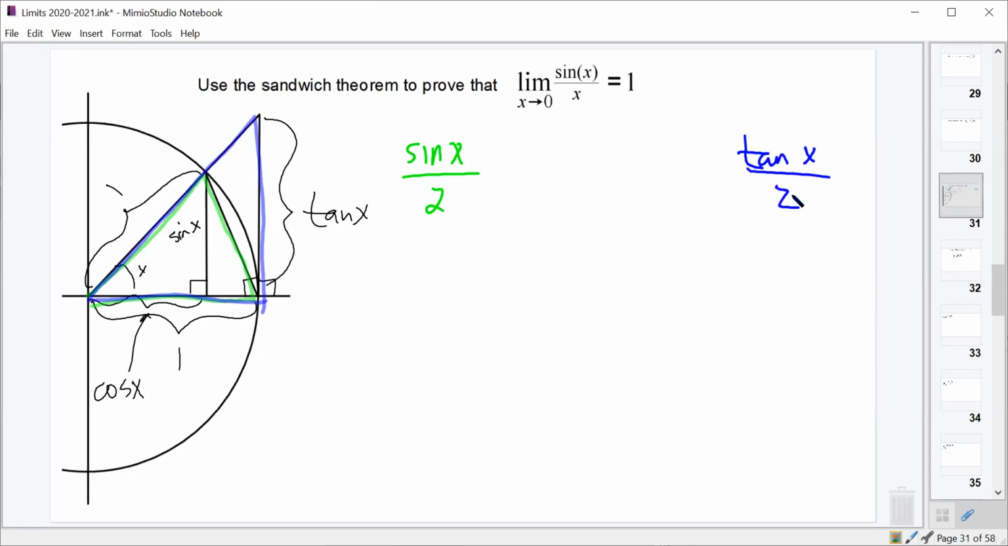Now the last thing I want to know is this sector of the circle. I want to know its area. And that one might be a little bit more difficult, maybe. How do we find the area of a sector of a circle?